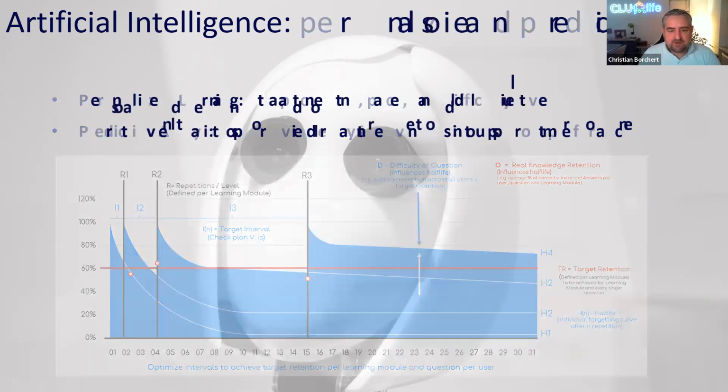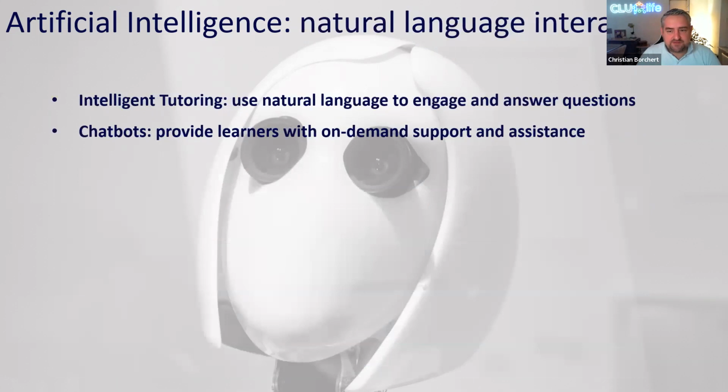A second example of how artificial intelligence is used in products from us is in the space of intelligent tutoring and chatbots. This is a tool we're building at the moment, so it's really very, very fresh. Not all the screens that I will show you are the final screens.